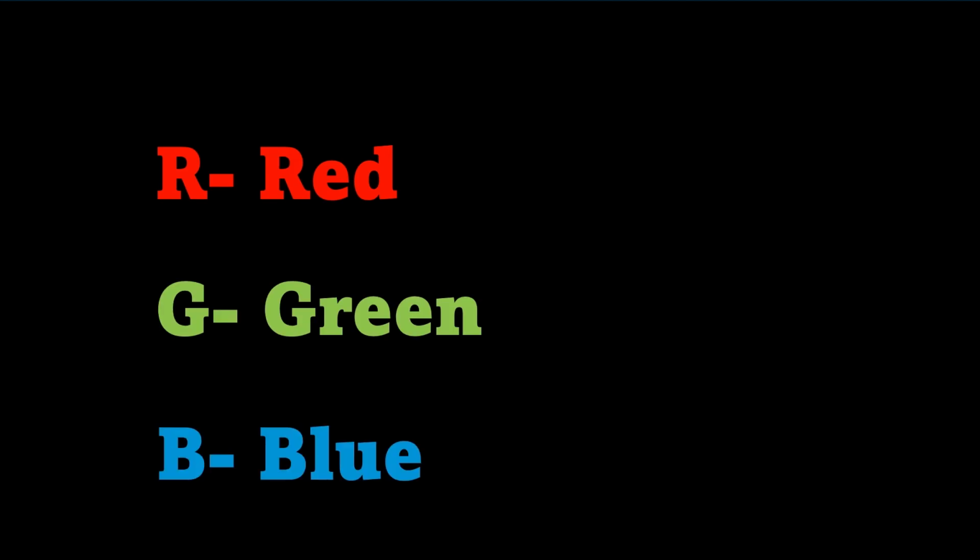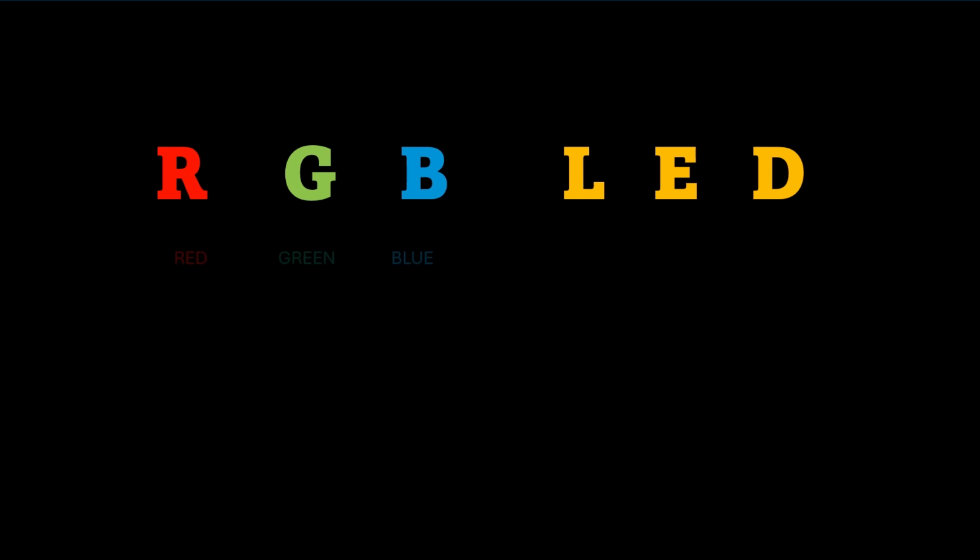Now, what does the word RGB stand for? RGB stands for red, green, and blue. And we have the LED, which stands for the light emitting diode. So we have RGB LED standing for red, green, blue, light emitting diode. There are two main types.